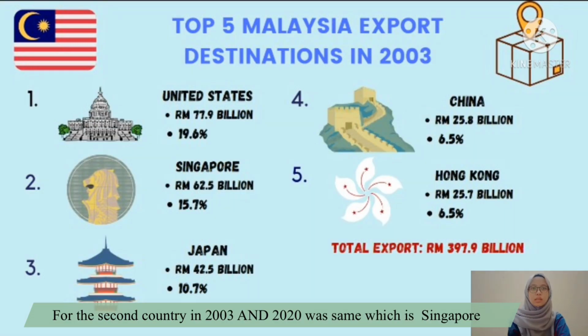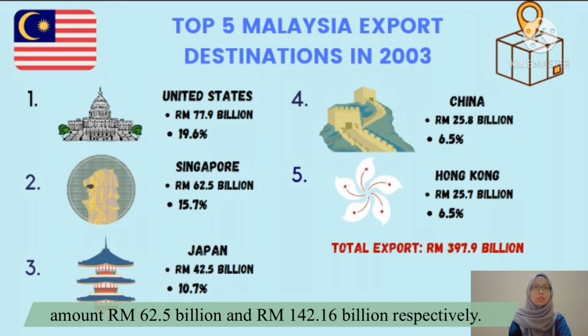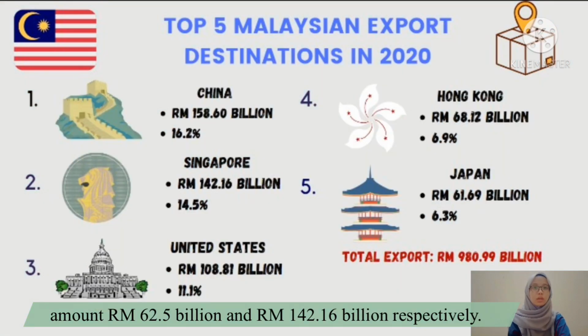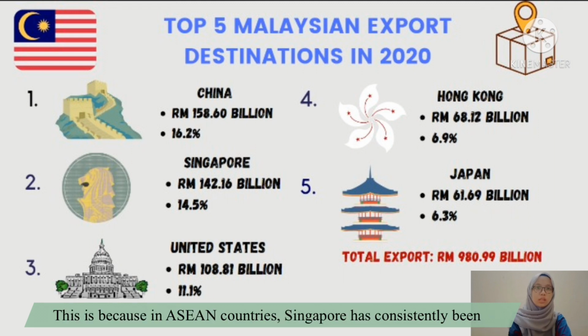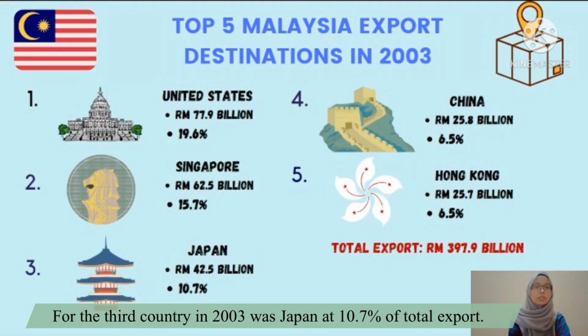For the second country, in 2003 and 2020 it was the same, which is Singapore, at 62.5 billion ringgit and 142.16 billion ringgit respectively. This is because in Asian countries, Singapore has consistently been Malaysia's largest trading partner and is Malaysia's second largest trading partner. For the third country in 2003, it was Japan at 10.7% of total exports.